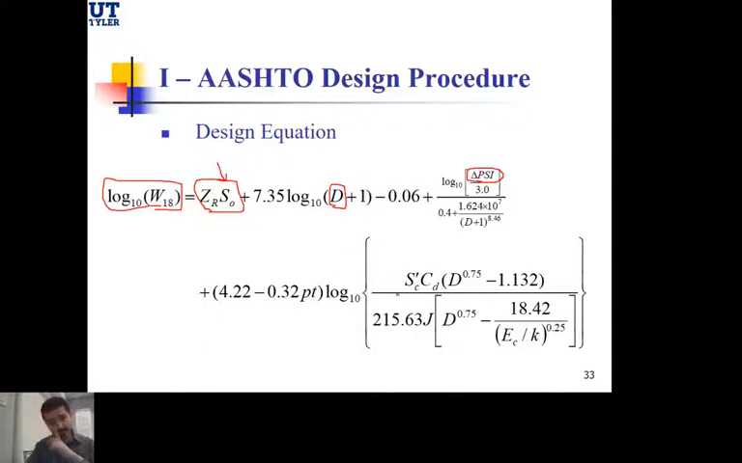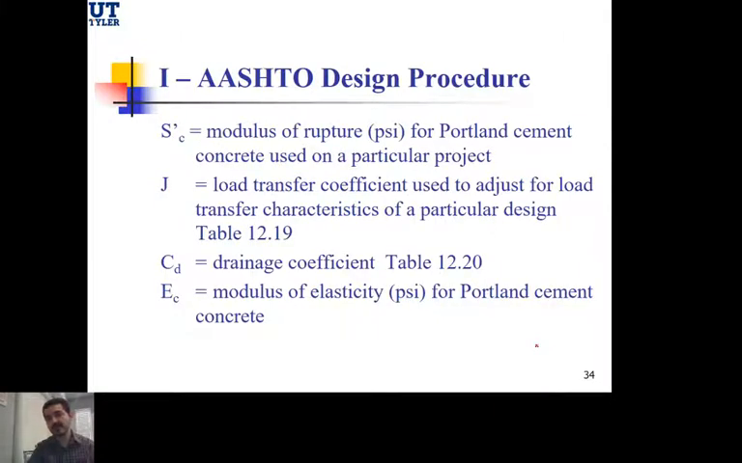And then we have some new factors that I'm going to discuss in a little bit, which are S'c, Cd, J, Ec, and sure enough, the K. So the K, this is actually what we spent the entire lecture of last time getting, going through all the steps. And that's why again we need it, because it needs to be plugged into this equation, or instead of using the equation, we can use the nomograph, which again we're going to have a special nomograph for the rigid pavement design. Again, some of the terms that were introduced in the previous slide is S'c. This is the modulus of rupture for Portland cement concrete.